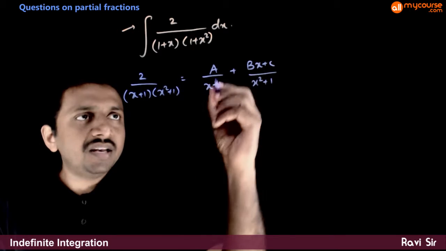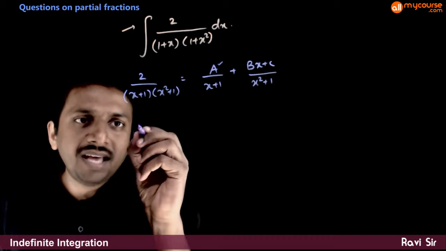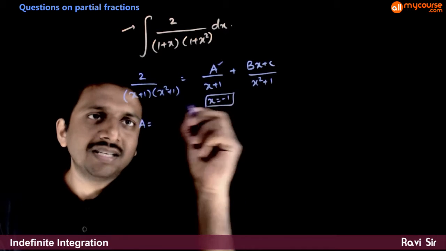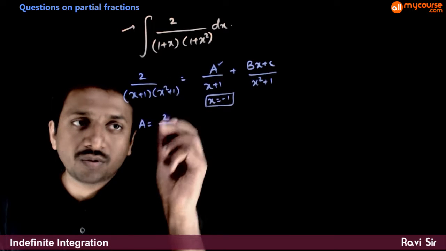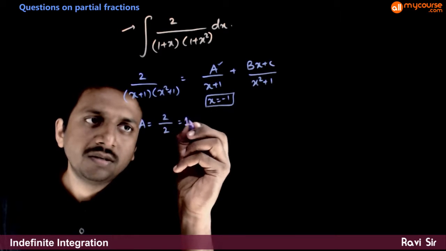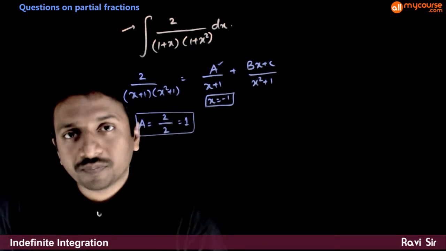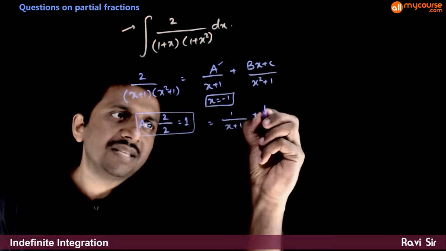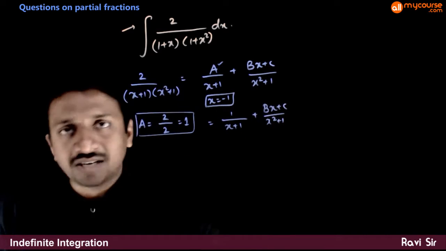Now as we have seen, this a can be found out using the shortcut. To find a, you just need to put x is equal to minus 1. If you put x is equal to minus 1, you get 2 by (minus 1) whole square plus 1, which is 2. So a is equal to 1. So 1 by x plus 1 plus bx plus c by x square plus 1 are the partial fractions.